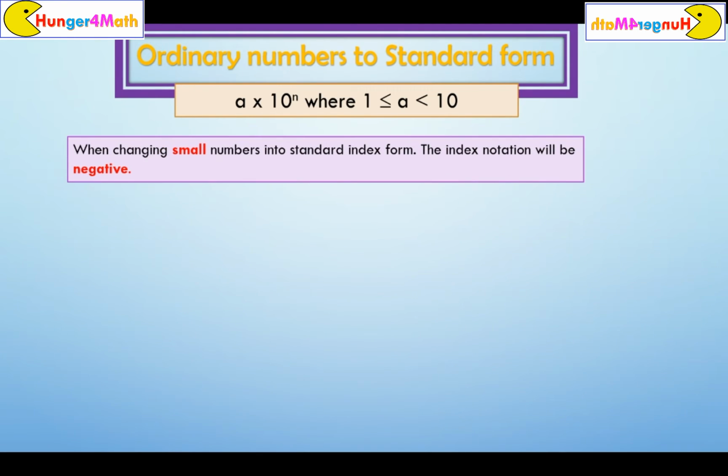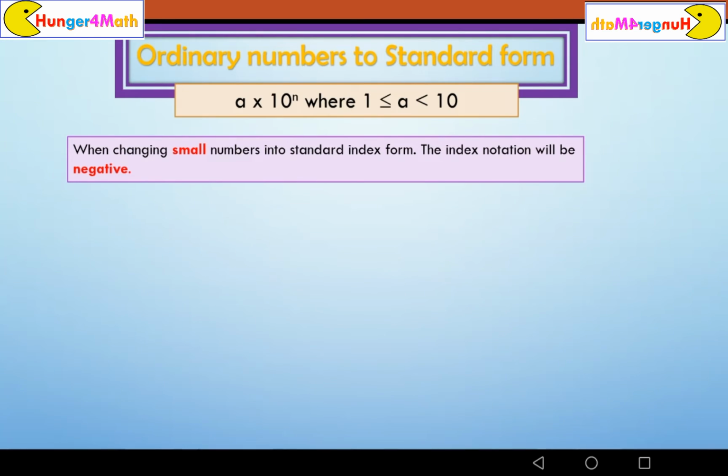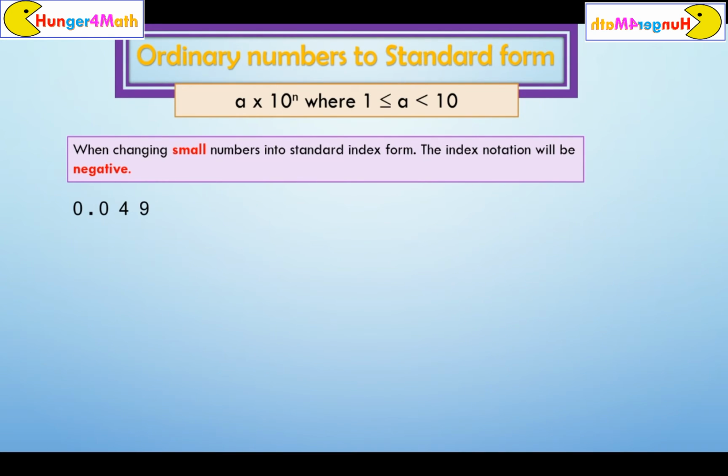For small numbers, when changing small numbers into standard index form, the index notation will be negative. Here we have 0.049. Now to satisfy a is less than 10 but greater than or equal to 1, the decimal point must be between 4 and 9. So we need to count how many times we move the decimal, 1 and 2. So our final answer will be 4.9 times 10 to the power of negative 2. Since it's a small number, our power should be negative.